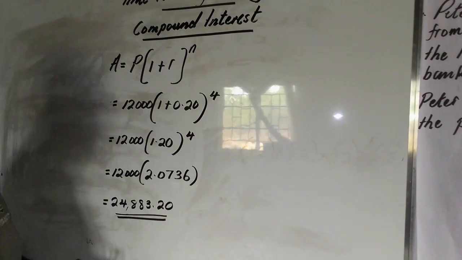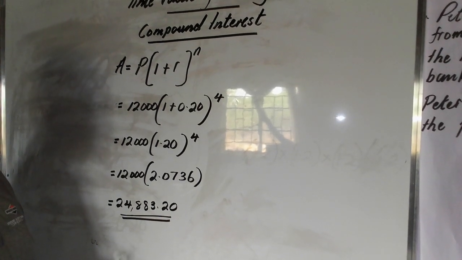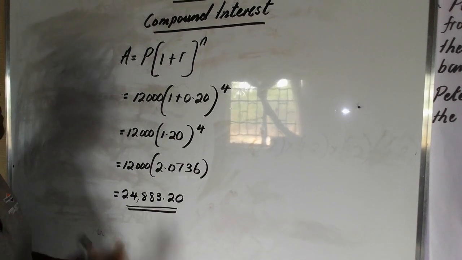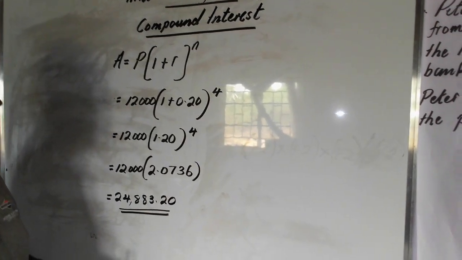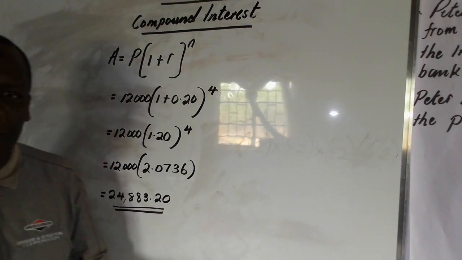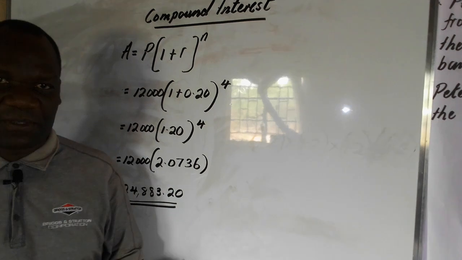You can see it is very simple. It's not something that you can worry about. Yes, it is as simple as this. So compound interest is done. In the next video, we shall look at the present values and the future values.